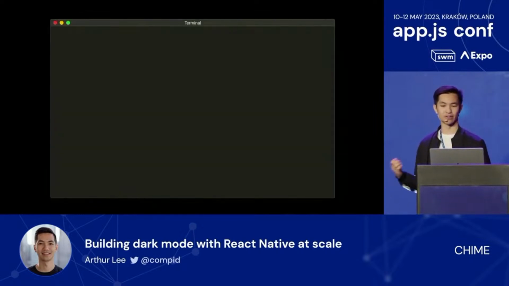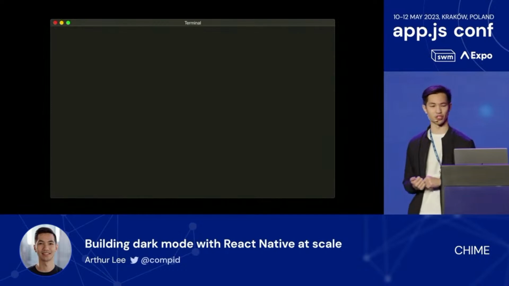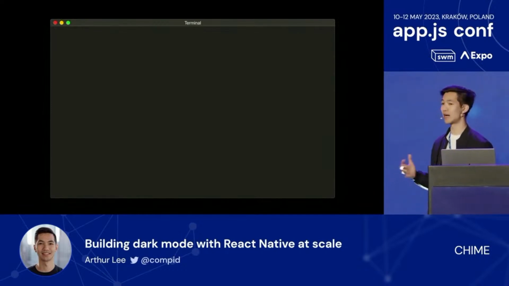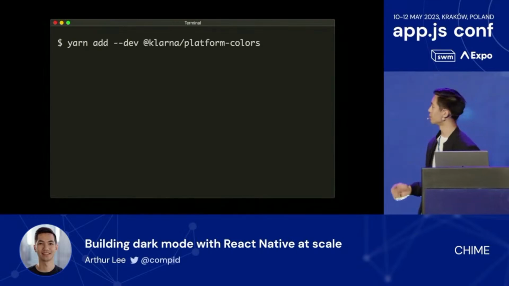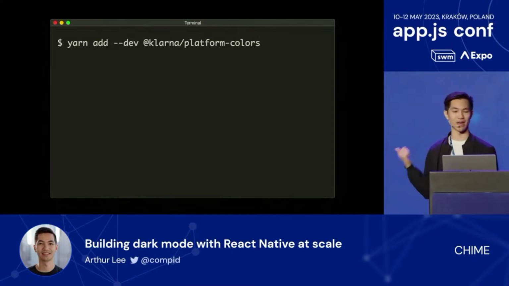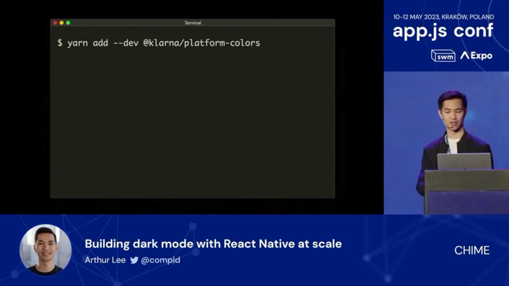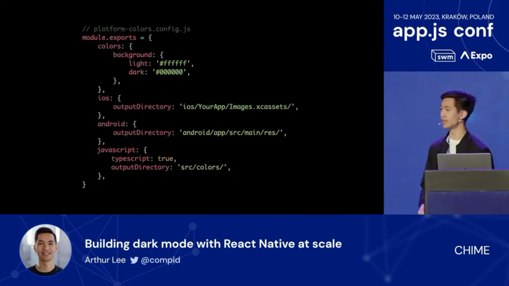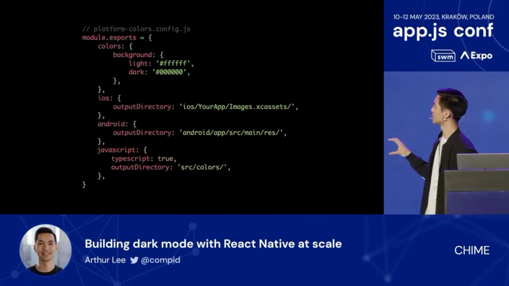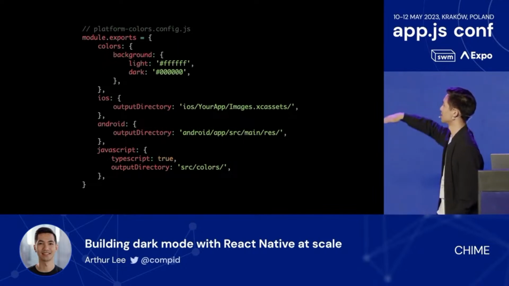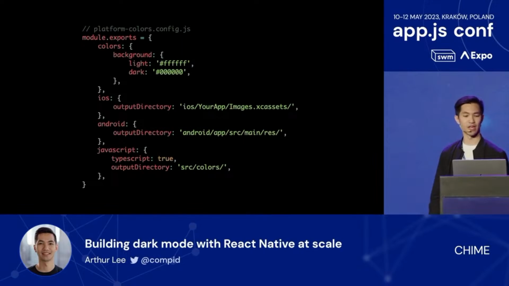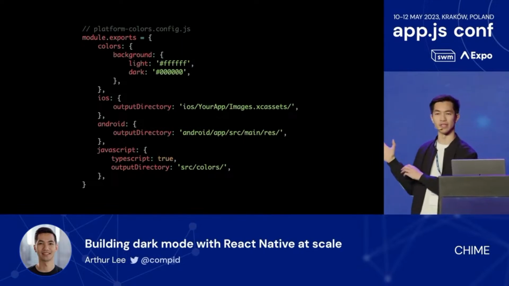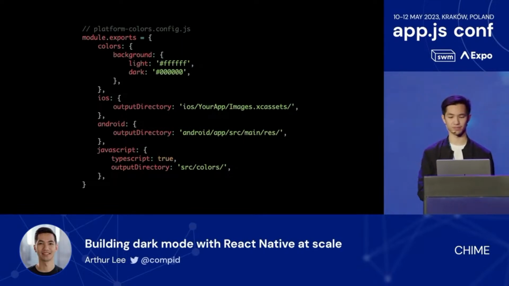So how do we go about using Platform Color within the Chime app? We don't have a hybrid app. We're 100% built on React Native, so we don't have any colors defined within native. Luckily for us, we found a great package from Klarna called Platform Colors. So all we had to do is define a colors.js config file. We simply listed all of the colors that we had in our app, the tokens and their light and dark mode values, and a bunch of configuration for where to output these files.